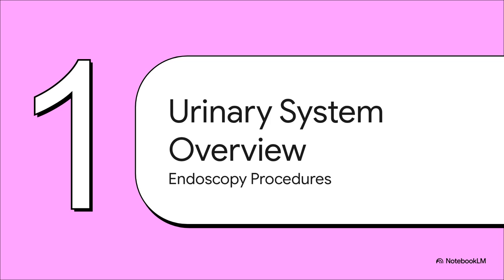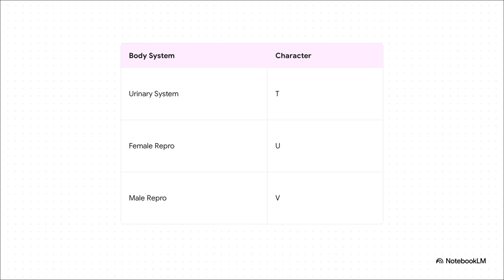Section 1. Urinary System Overview and Endoscopy. Okay, let's crack open those coding manuals to the medical and surgical section. As you already know, locking down your body system character is always the critical first step in building a valid 7-character PCS code. For today's explainer, we are going to rely heavily on 3 main characters in that second position. We've got T for the urinary system, U for the female reproductive system, and V for the male reproductive system. Go ahead and memorize these, because they are basically your home base for this entire specialty.